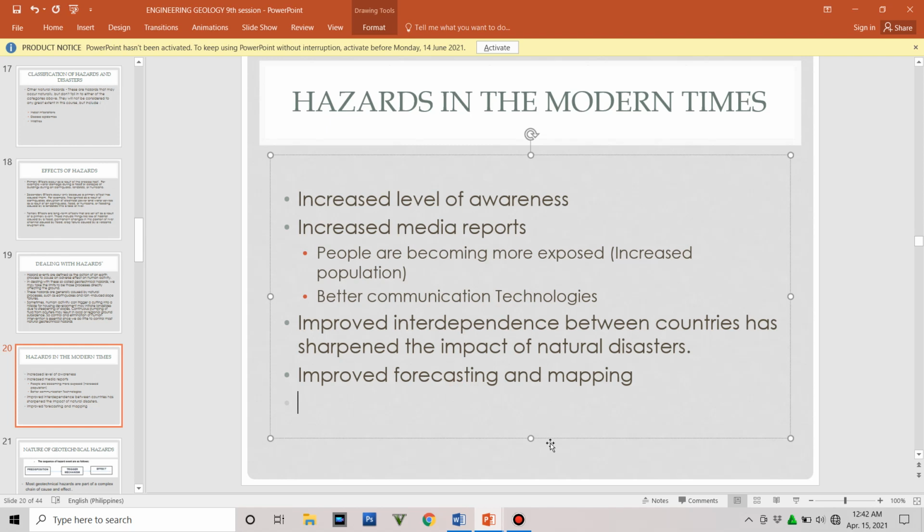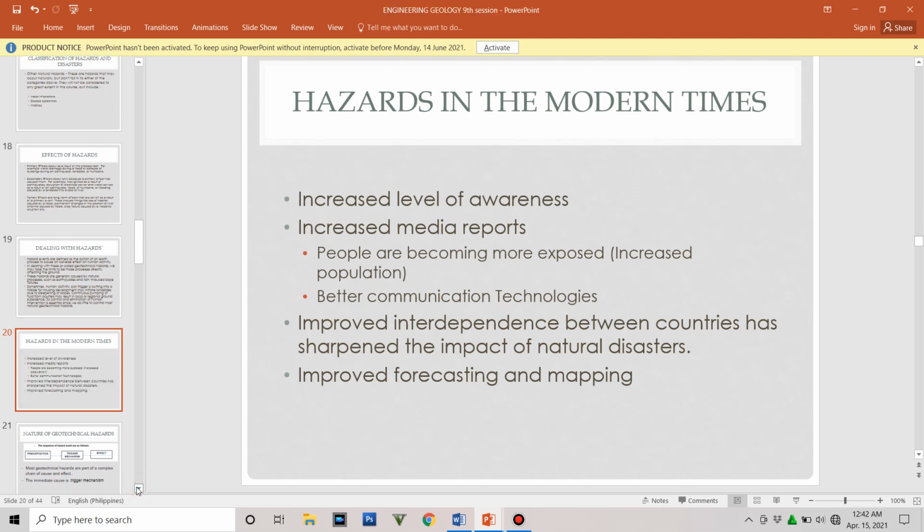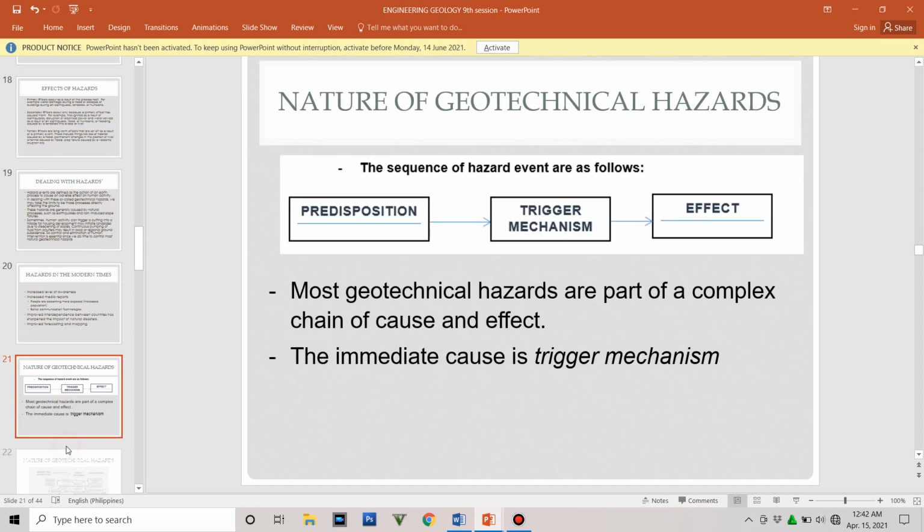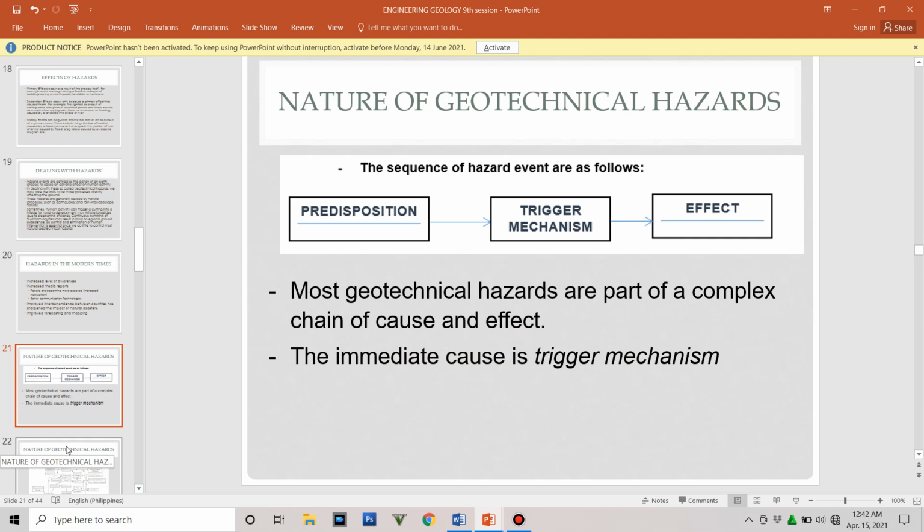So the scientific basis and education with regards to natural hazards are so important to have an efficient and effective forecasting and mapping. That is to reduce or eliminate the effects, okay, or the risk brought by the natural hazards.